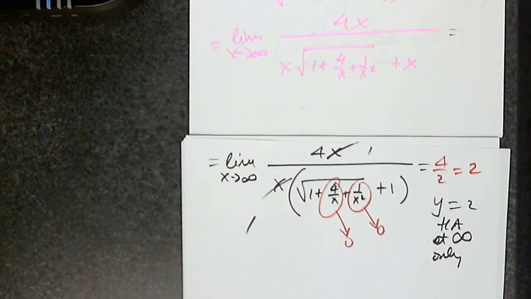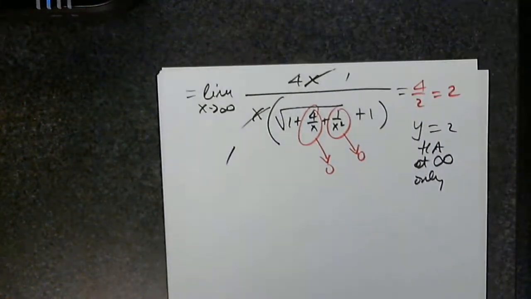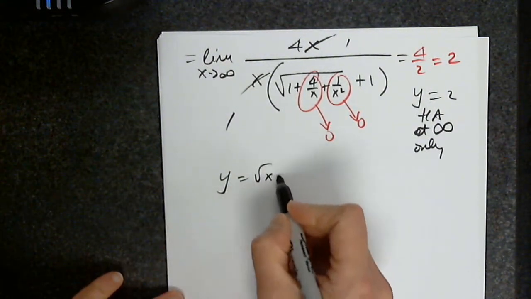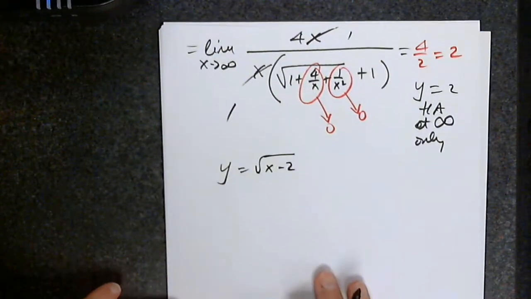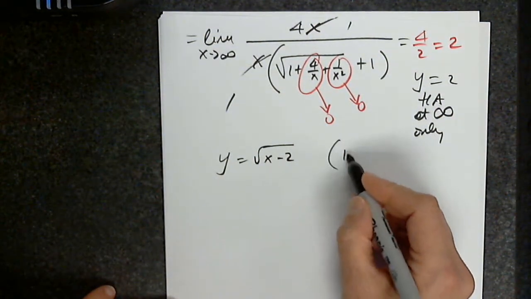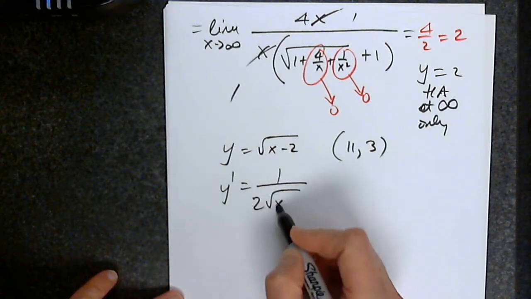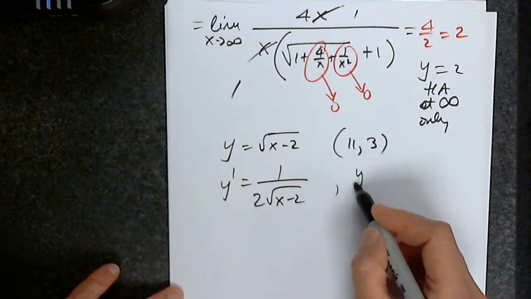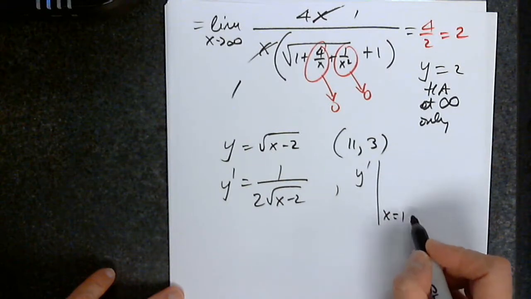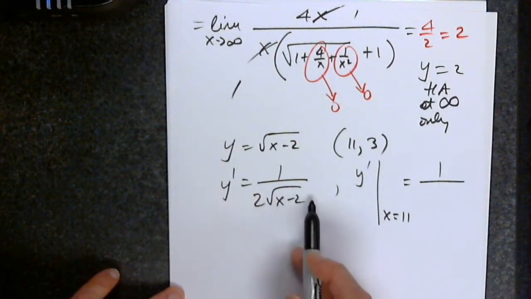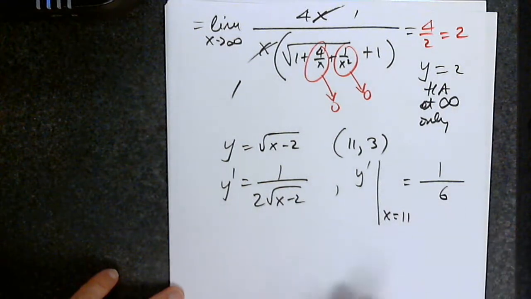So we do number 8. Yes. It's: find the equation of the tangent line to the curve y equals the square root of x minus 2 at (11, 3). Good. So y prime equals 1 over 2 the square root of x minus 2. And then y prime evaluated for x equals 11 is 1 over 2 times the square root of 11 minus 2, which is 9. The square root of 9 is 3. 3 times 2 is 6.